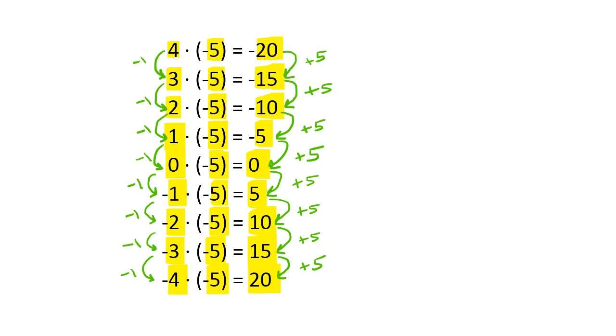So it looks like what happens here is we can just multiply the absolute values and then decide what sign goes on the answer. So the sign that's going to go on the answer, it looks like, is going to be determined by how many negative numbers I have. If I have one of each, the answer is negative. If I have 2 negatives, it looks like the answer is positive, and that's exactly the way it works.